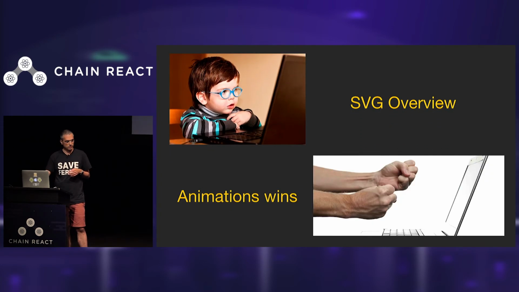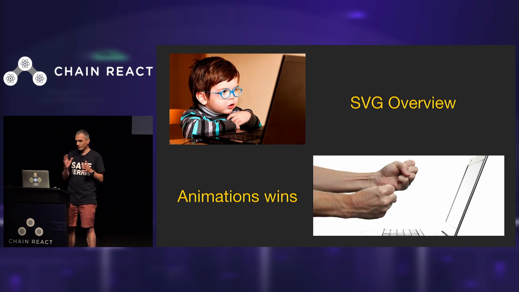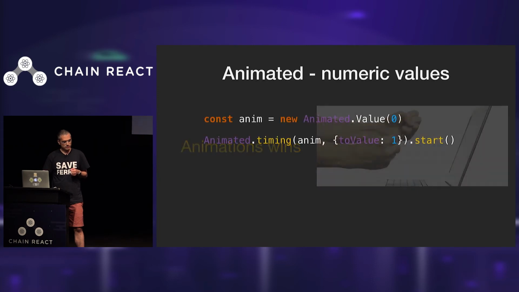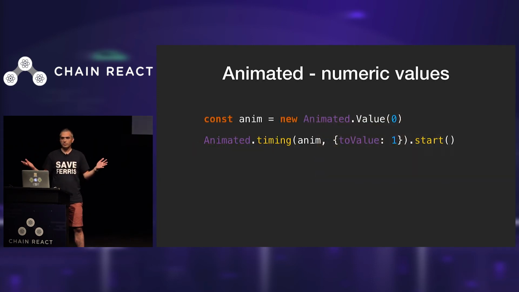So that was, very quickly, an SVG overview. What I'm going to talk about now is how to animate those. Those graphics are really boring if they're not moving on screen, right? So let's talk about animations. First, the good news is we get to use the Animated API that we all love, hopefully. We all know that in order to use Animated, we need to create animated values, those numerical values that we can animate from one value to another value.